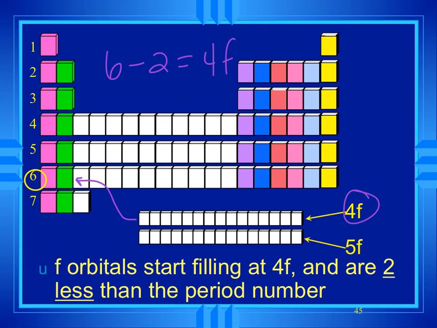Or you can do the same thing. This one would be inserted here, so it would go 7 minus 2, and that is going to give us 5f. So the last electron configuration for this one is going to be 5f down here. Remember, it'll be 5f1, 5f2, 5f3, 5f4, and so on.